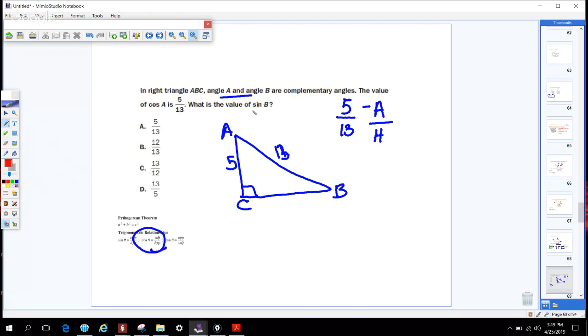So it says, what's the value of sine B? Well, if sine B is here, this is my opposite, this is my hypotenuse, so it's going to be the same thing. Pretty much the sine of one angle is going to equal the cosine of another.